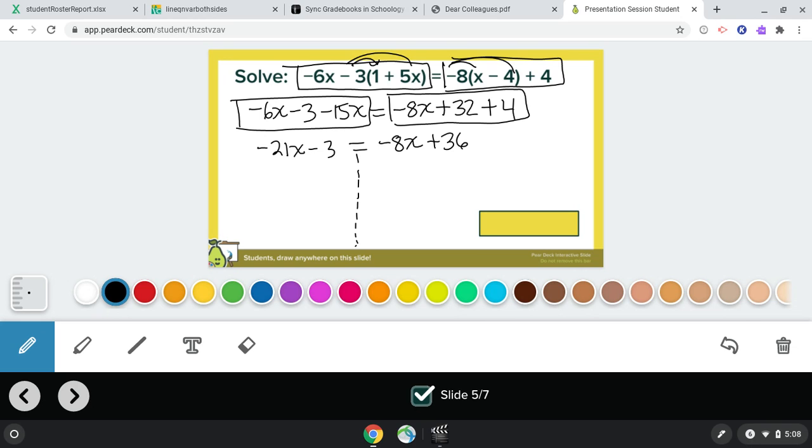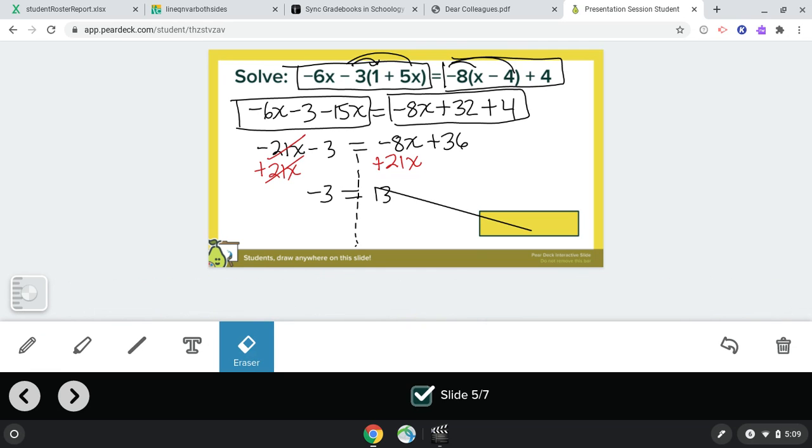So I have x's on both sides. I have -21x on the left and -8x on the right. So I'm going to choose to cancel that. I have to add 21x to both sides. These cancel, and I'm left with -3 on the left. And on this side, -8 plus 21 is 13.